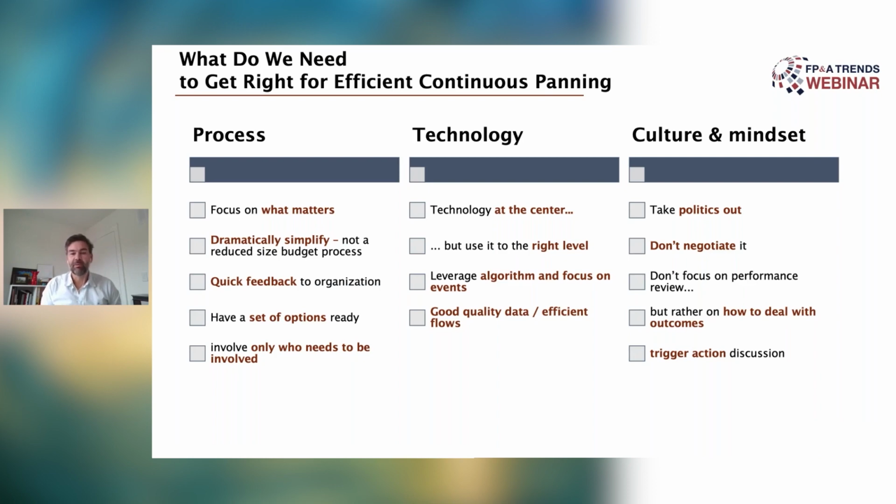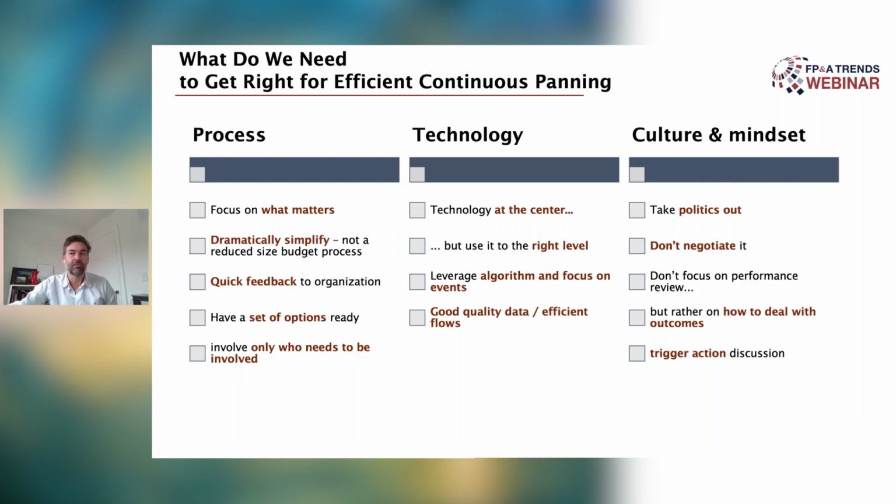Culture and mindset is one that probably we don't think too much about normally, but it's as important as the other ones. And here it's basically let the process be true to itself and let the process talk. Take the politics out. So don't negotiate your outcomes. Rather, be sure that you have an action mindset within the organization that will help you to trigger the right discussions on which actions to take. I think that if we have these three in mind, we can drive efficiency of the process.